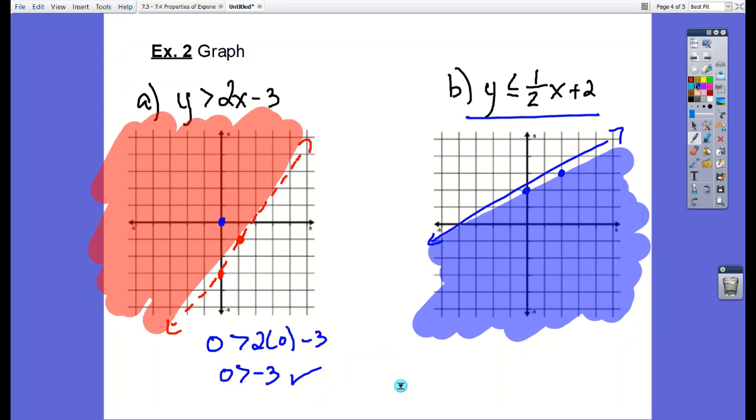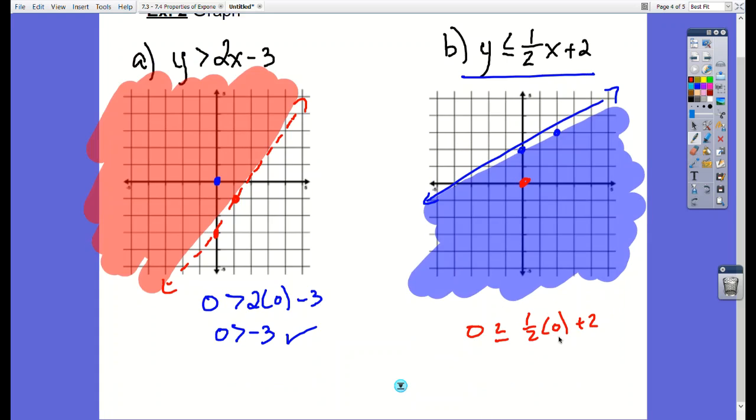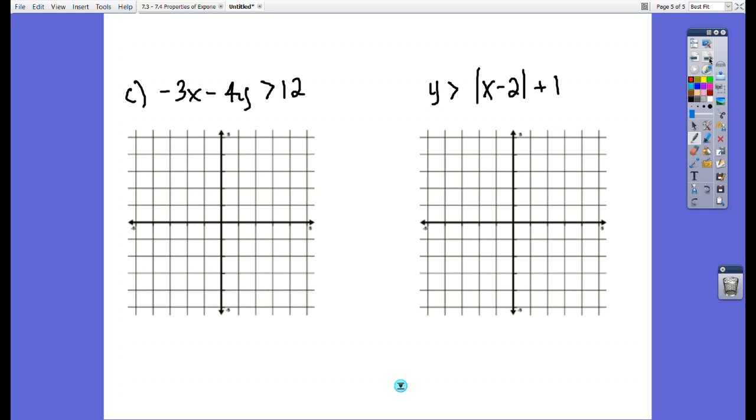Once again, because we're learning, let's just plug in 0, 0, so it's right here, and let's make sure it works. So 0 less than or equal to 1/2 times 0 plus 2. So 0 is less than or equal to 2. Yep, so we shade on the 0, 0 side. Awesome. 2 more graphs to go on the back side there. Intercepts here for part C.